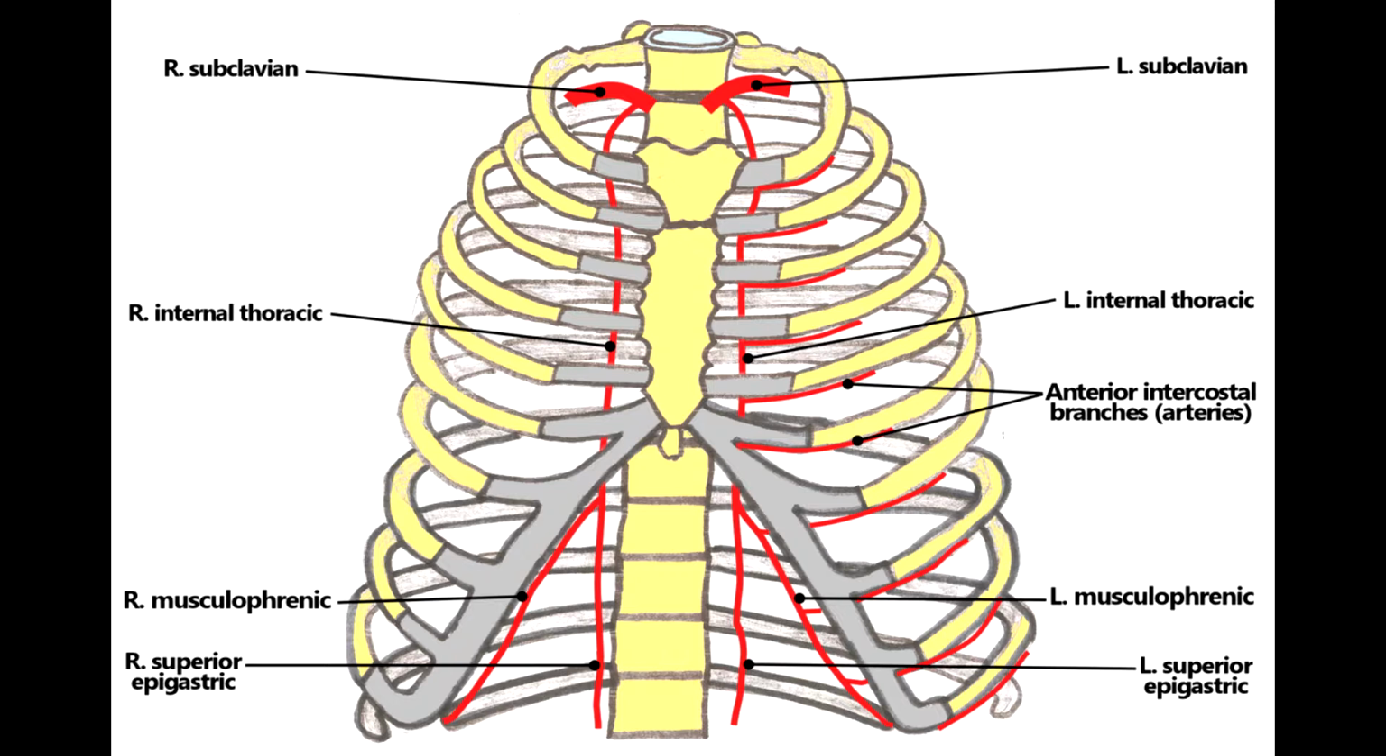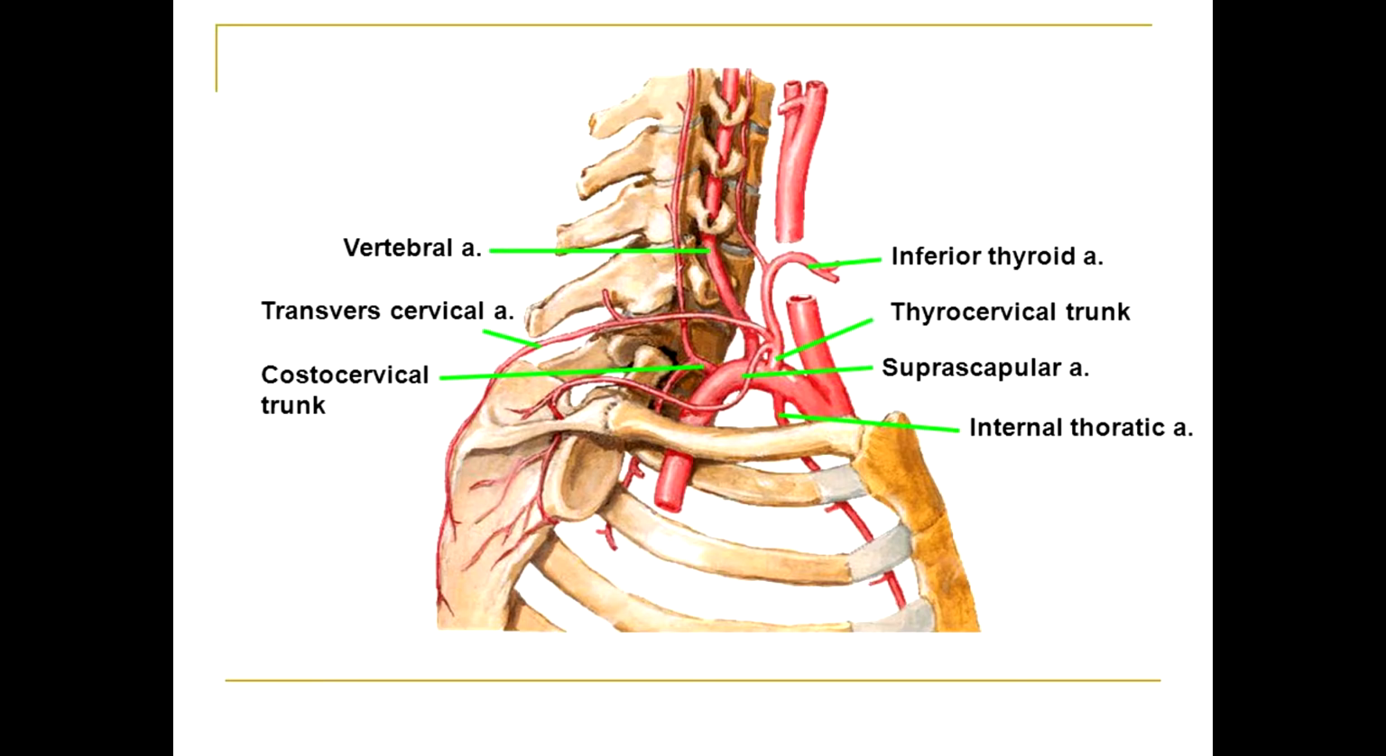Each runs just lateral to the sternum, providing the blood supply to the rib spaces. The anterior intercostal arteries will anastomose with the corresponding posterior intercostal artery, thereby providing a continuous blood supply to the rib spaces. The other two branches of the subclavian artery are the thyrocervical trunk and the costocervical trunk.